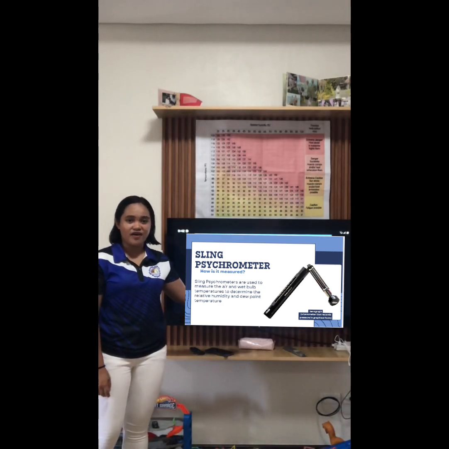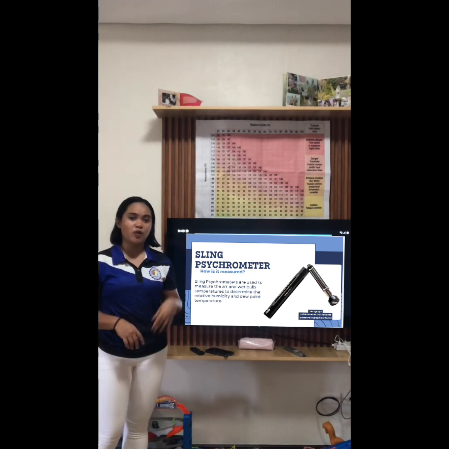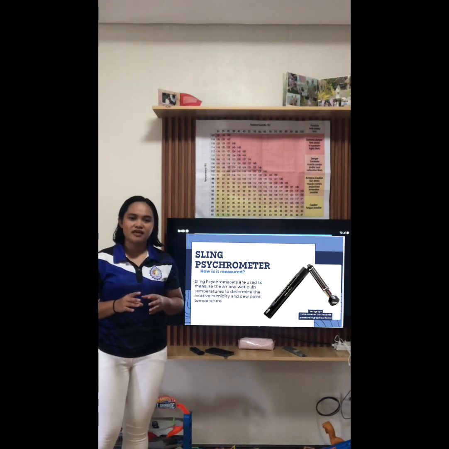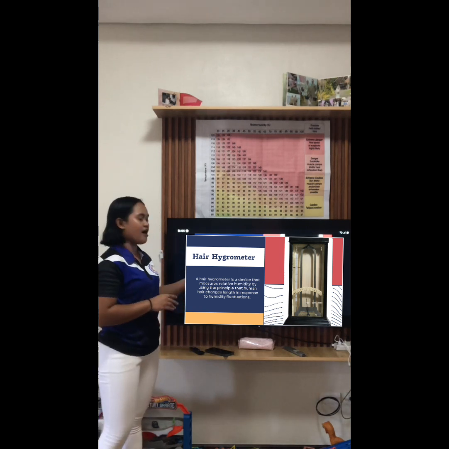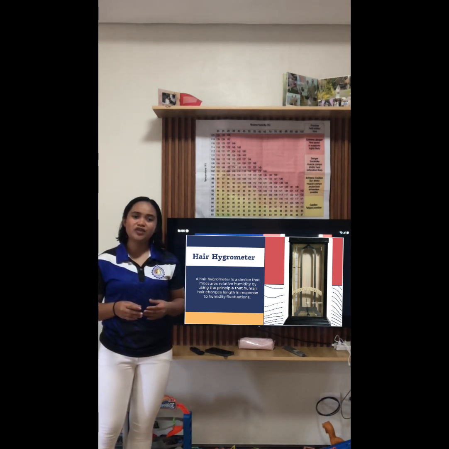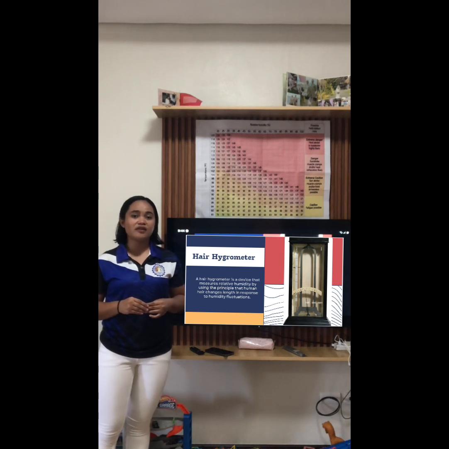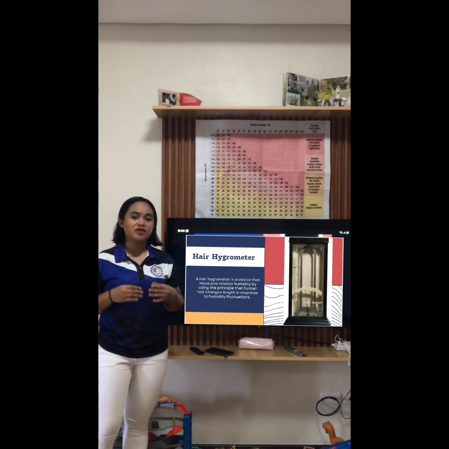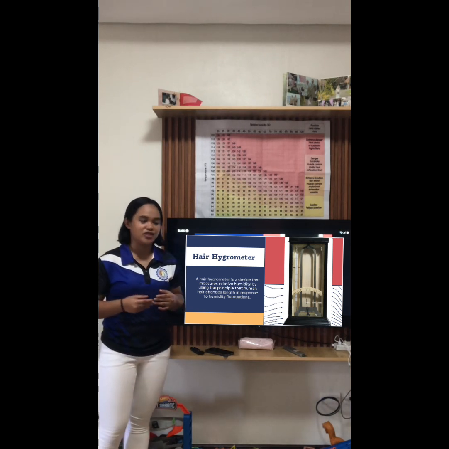This is the sling psychrometer. This is a common device used to measure humidity. It has 2 thermometers, one is dry and one is wet. The difference in reading helps us determine relative humidity. Another instrument is the hair hygrometer, which uses strands of hair that expand or contract depending on the humidity level. These measurements help meteorologists predict weather conditions and climate changes.